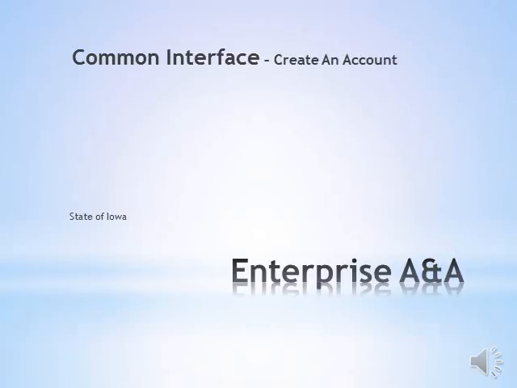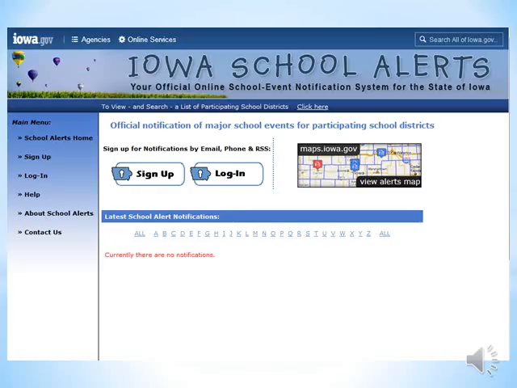In this slide video, we will walk through how to create a user account for an application that uses the Enterprise A&A Common Interface. This is the Iowa School Alerts web application, one of over 200 applications offered by the state of Iowa that utilizes Enterprise A&A. To create an account in this application, you first click the Sign Up button, which will open the Enterprise A&A Web Service application.